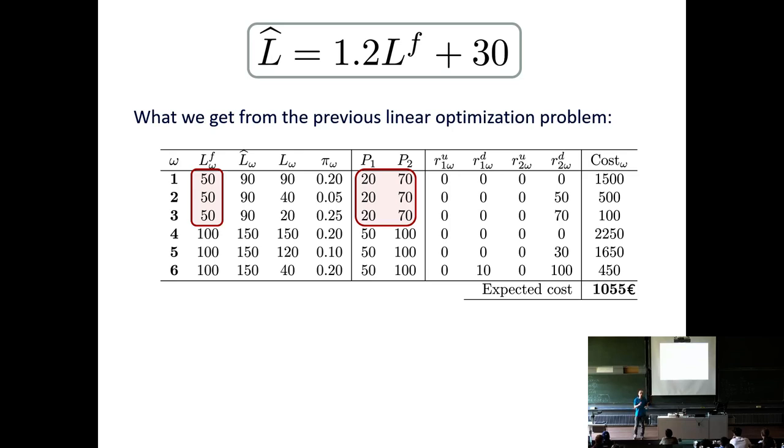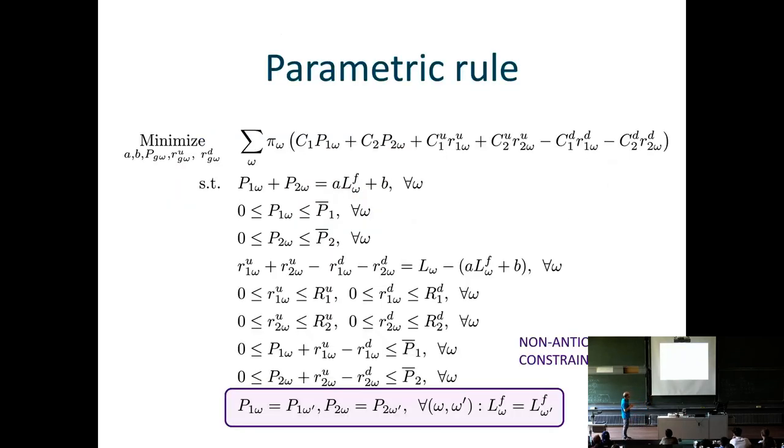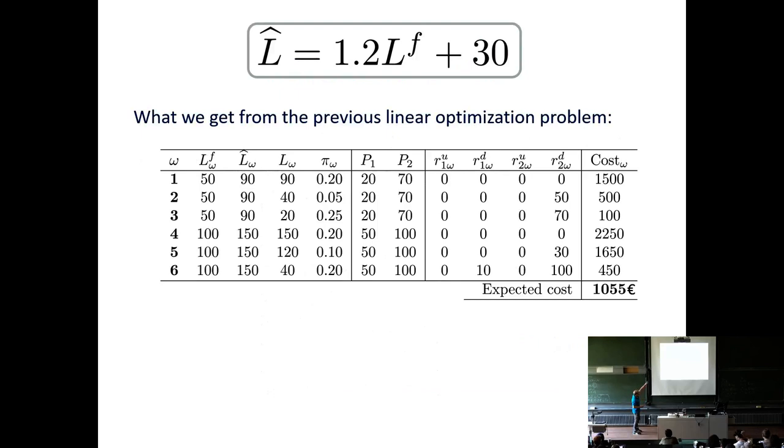Yes, because, sorry, I forgot to say, when I add this constraint, of course, my parametric rule changes. I have this optimization problem, I add the non-anticipativity constraints, I solve this optimization problem for A and B, which is the purpose of the whole thing, and I get new A and B. Now the rule that I get is 1.2 times the forecast plus 30. See that the parametric rule is different.